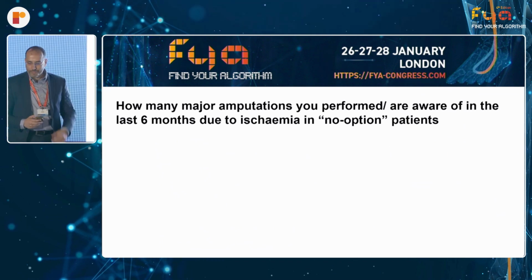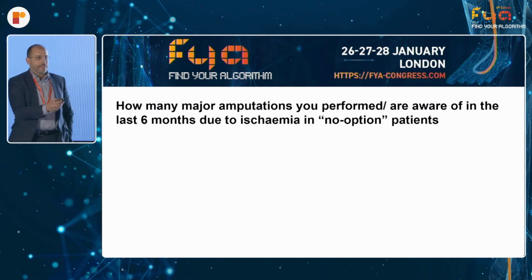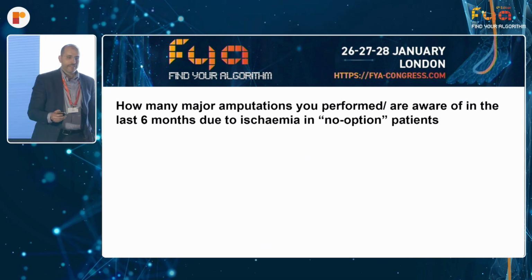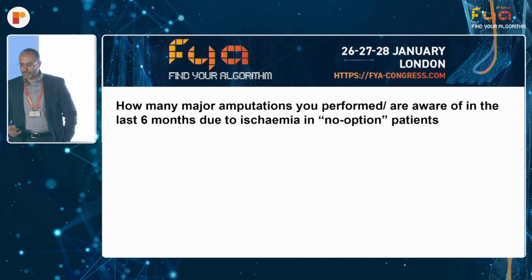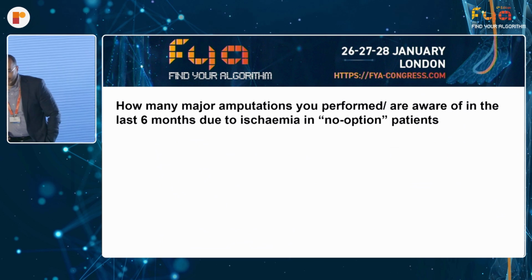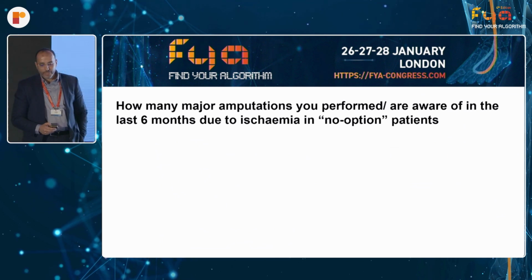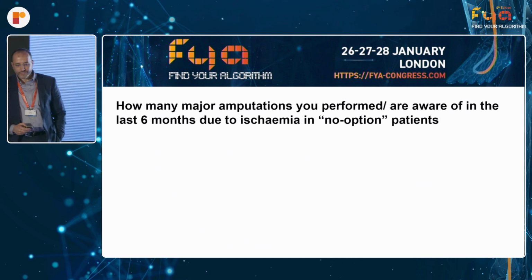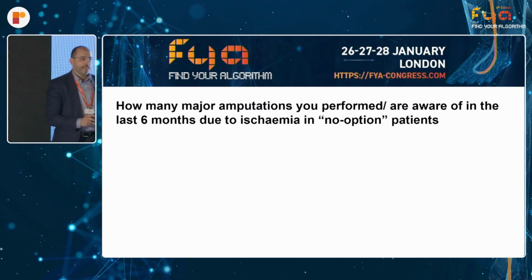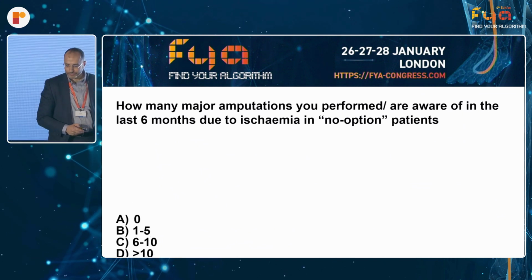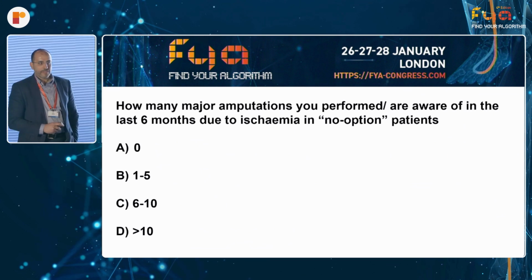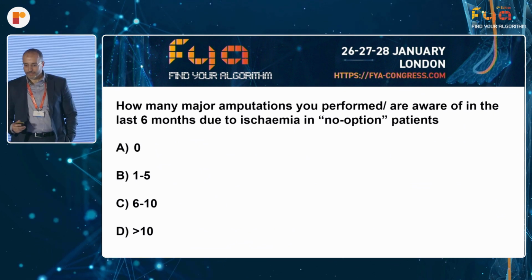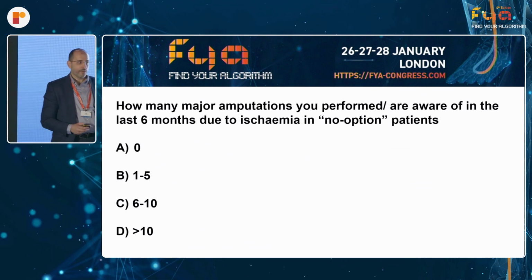My talk will be about the tips and tricks, which I would like to start with 2 polls, if I may. Please, I will try to be quick and entertain you, but just be honest with your voting, and I'm sure you are. The first one is: how many major amputations did you perform, or if you're not a surgeon, are you aware of, in the last 6 months due to ischemia in no option patients? Was it none, less than 5, 6 to 10, or more than 10?